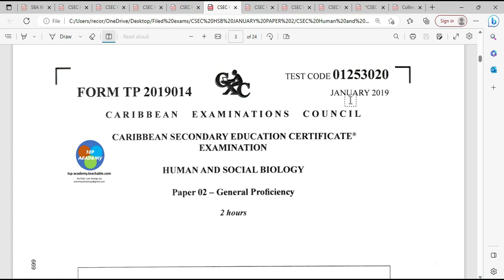Welcome to CSEC Biology TCP. I am Mr. Wilson from the TCP Academy. And today we are going to be looking at a section of a January 2019 paper. Particularly, we are going to be looking at content around genetics and a little bit on disease.